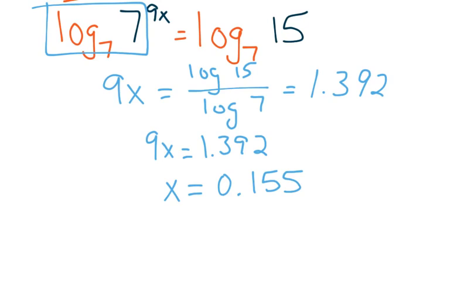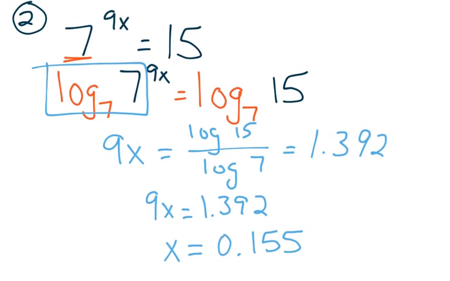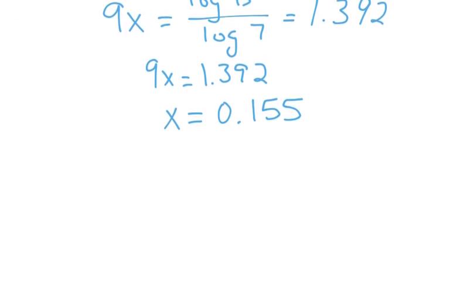Okay, so again, if you're ever wondering if you have the right answer, go ahead and recheck it. So if you do 7 to the 9 times 0.155 power, you should get something in the neighborhood of 15. Now there's a rounding issue here, so you probably won't get exactly 15, but if you're somewhere in the neighborhood of like 14.996, that's pretty darn close to 15, and that would be good enough for me if I was checking. Let's try one more.